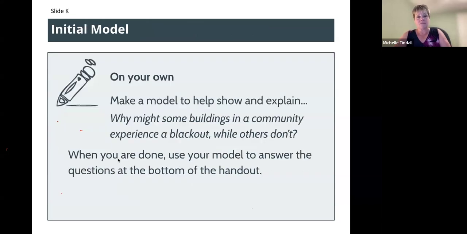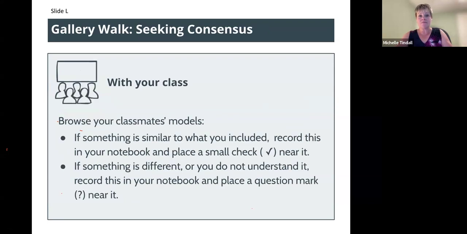And then on your own, students would make a model of why some buildings in the community experienced a blackout while others did not. And then when they're done, we're going to use your model to answer the questions at the bottom of the handout. And then with the class, you're going to browse each other's models. If something's similar to what you included, record it in your notebook and place a check. And if something's different or you don't understand it, record it in your notebook and place a question mark near it.